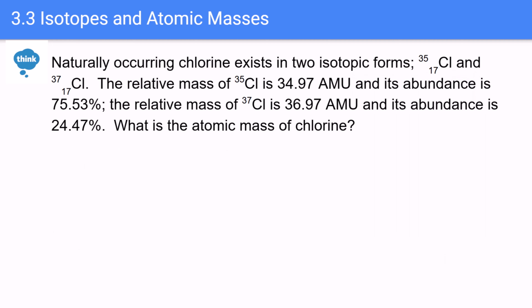So I have a sample problem for you here. It's exactly the same as what we just did. You just simply need to take the mass and the abundance and multiply them together for each of these, and then add them together when you're done.